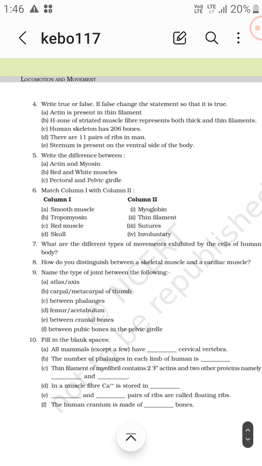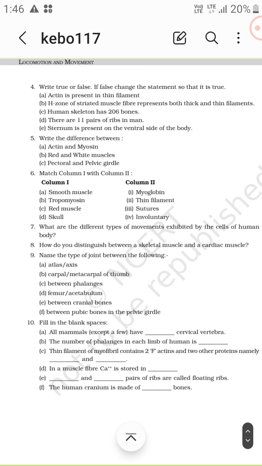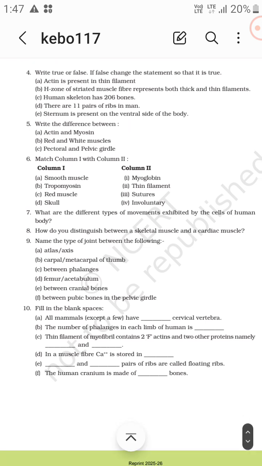Okay, so write the difference between red and white muscles. That is the amount of pigment, that is myoglobin. After that, smooth muscle, that is involuntary. After that, that is skull, that means sutures. So red muscle has myoglobin.